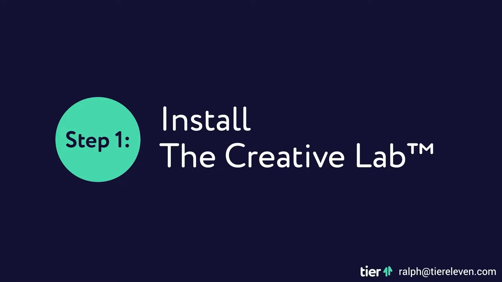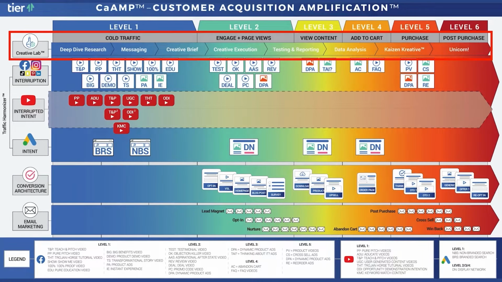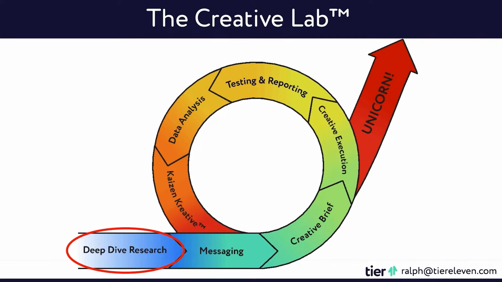So the first thing that we realized is that some of their avatars weren't really resonating with the market. They needed better avatar research. They needed better audiences to target. So the first thing we did was install the Creative Lab, which I just mentioned to you before as a part of customer acquisition amplification. So let's get back to the graphic here. This starts with deep dive research, then it goes to messaging, creative brief, creative execution, testing and reporting, data analysis, Kaizen creative, and unicorns. I think it's even better explained in this graphic, which really shows how this process is a circular, intuitive way in which we use the same data over and over again, discard the stuff that doesn't work, and use the things that really do work in order to scale and grow.